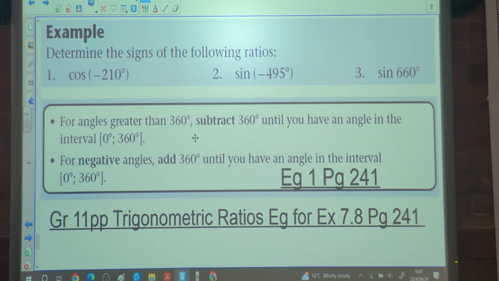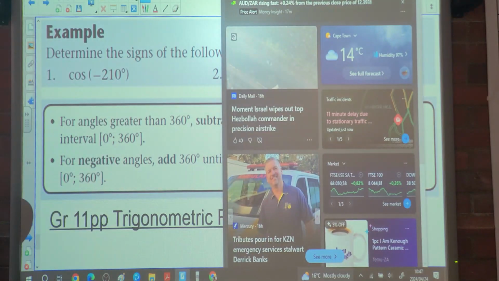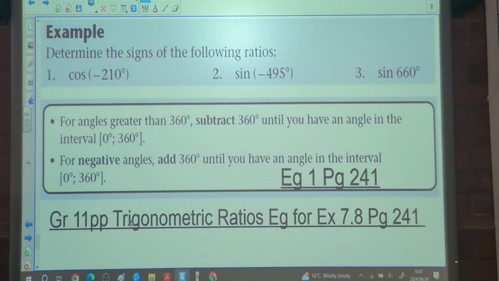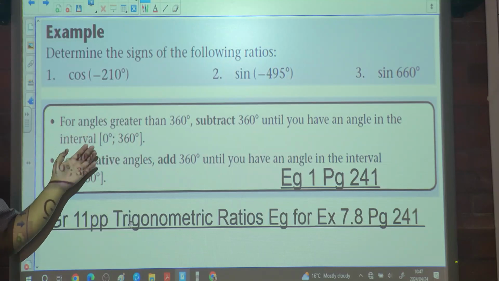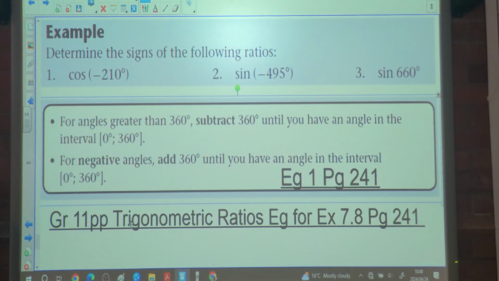There's a note again that I want you guys to make. For angles greater than 360 degrees, subtract 360 until you have an angle in the interval 0 to 360. This is exactly what I just said now. As well as for negative angles, you add 360 until you have an angle in the interval 0 to 360. That's exactly what I've stressed so far.